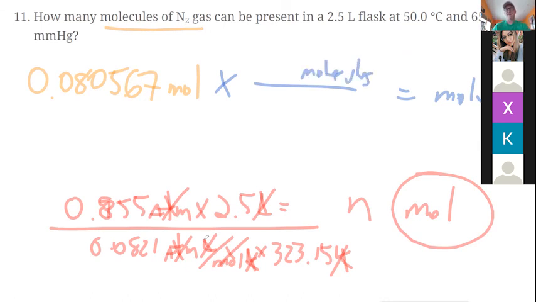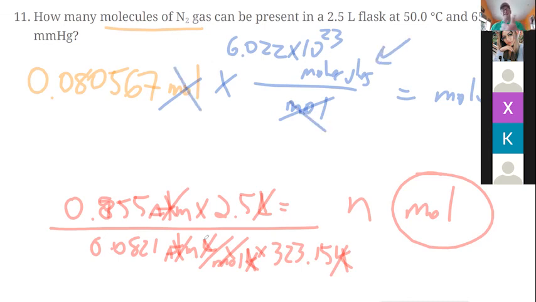Avogadro's number. There you go. I want molecules on the top and I want moles on the bottom. That way I cancel moles and I'm left with molecules. And what's Avogadro's number? 6.022 times 10 to the 23rd. That's the other contribution Avogadro gave us. So 6.022 times 10 to the 23rd molecules per mole. So now I get rid of moles. I'm left with molecules. That's my answer.